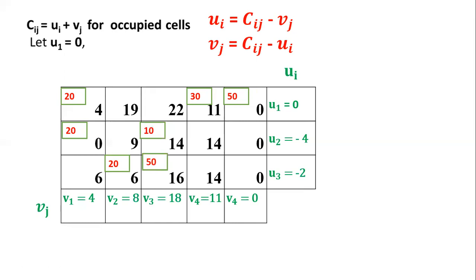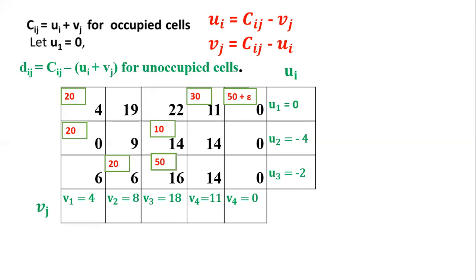Then calculate the Dij. Dij equal to Cij minus UI plus VJ for unoccupied cells. Wherever there are no allocations, there you have to find out the Dij. If Dij comes positive, we can stop the problem. So first 19, just simple. I have already said, Cij is the original matrix. 19 minus open bracket 0 plus 8 equal to 11. And next 22. So just simple, 22 minus 0 plus 18 equal to 4.